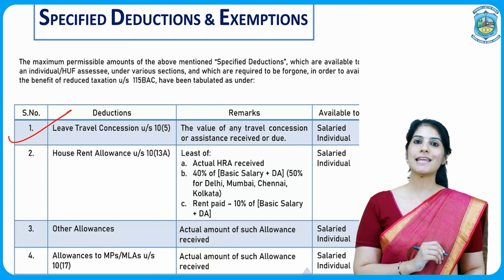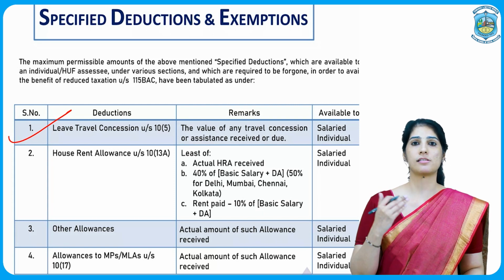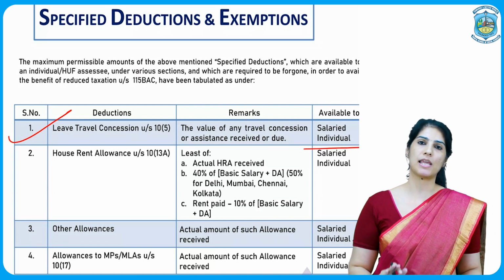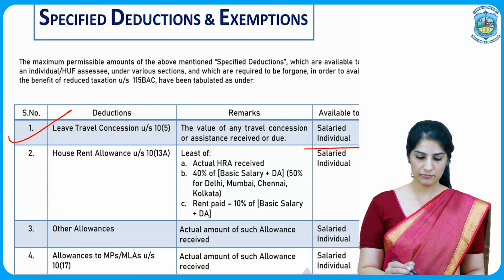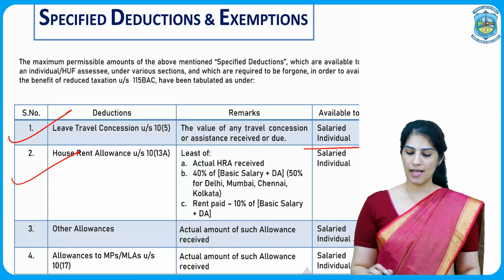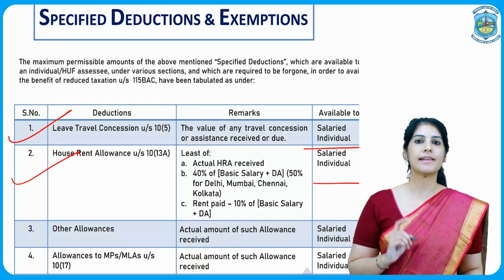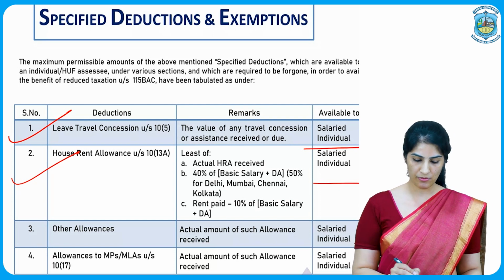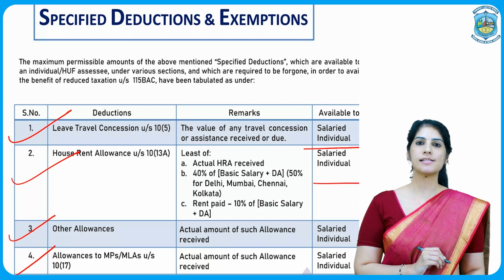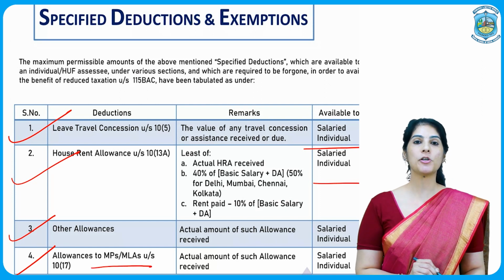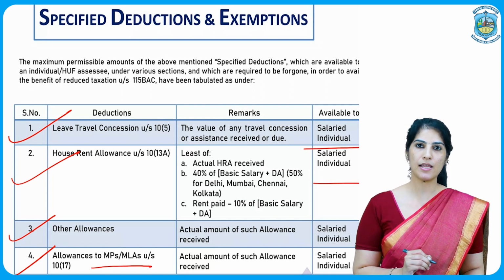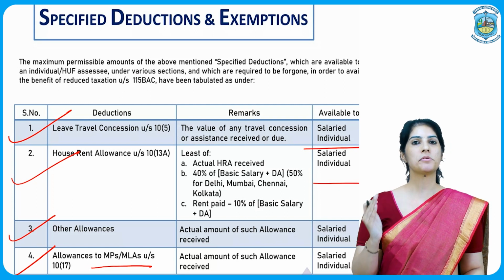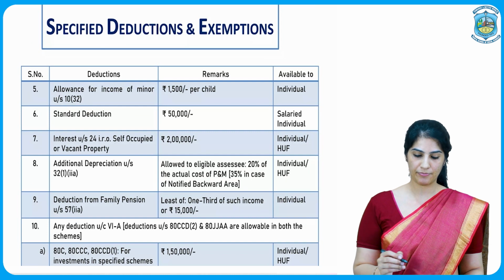Number 1, leave travel concession, which is applicable for a salaried individual. This is not applicable in the new tax regime. House rent allowance, again applicable for a salaried individual, but not allowed in the new tax regime. All the other allowances, and the allowances given to members of Legislative Assembly, are also not allowed, or I must say they are blocked when you talk about the new tax regime.